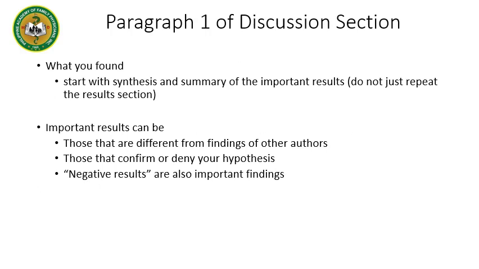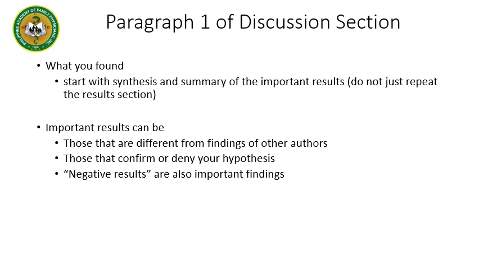Okay, so paragraph 1 of the discussion. Summarize your findings. You don't have to repeat your results here in paragraph 1. You summarize only those things that are important or that you think would interest the reader. So what are the useful things that interest the reader? Number 1, if the main results that you summarize in the discussion are different from the findings of other authors, that makes some interesting reading. Or those that confirm or deny your hypothesis. And even negative results are also important findings.